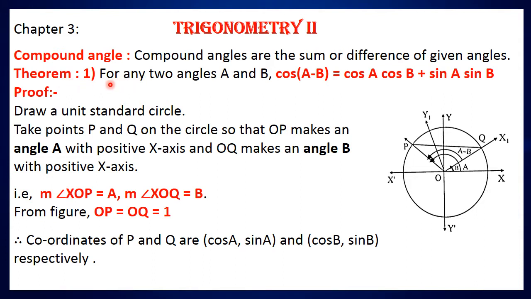First one, for any two angles A and B, cos(A minus B) is equal to cos A cos B plus sin A sin B. Let us have the proof.